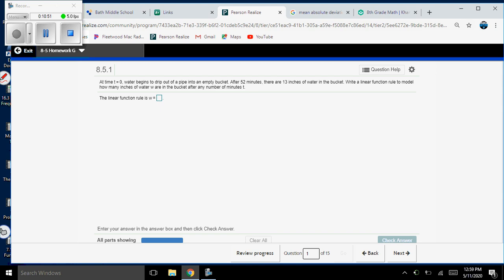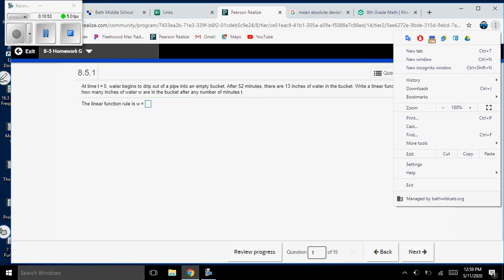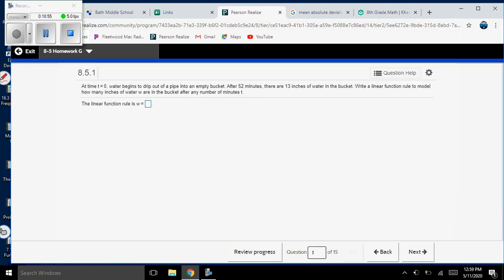After 52 minutes, there are 13 inches of water in the bucket. Write a linear function rule to model how many inches of water are in the bucket after any number of minutes. So in essence, what we're trying to do is create an equation, all right? And you have to be thinking here, y equals mx plus b is your base equation.